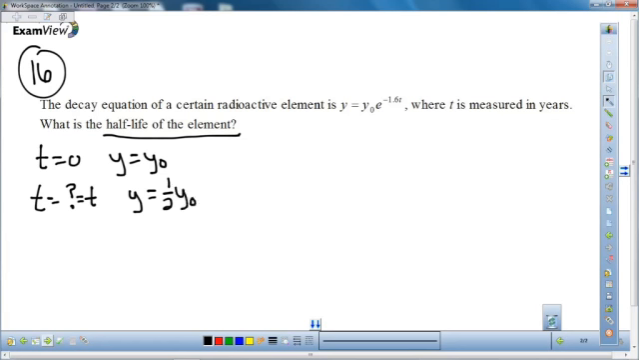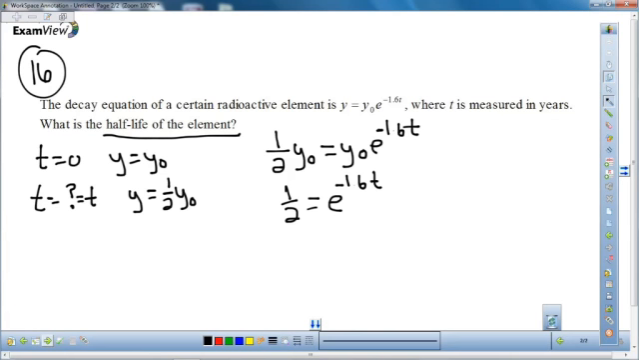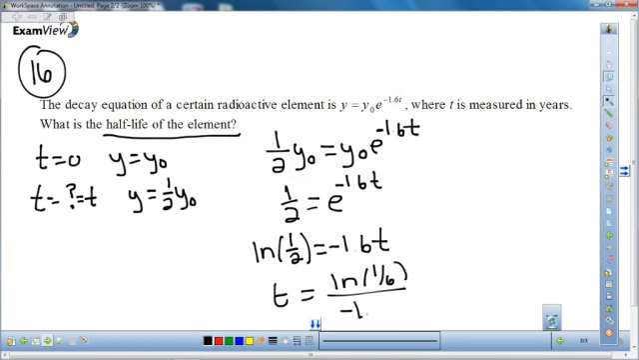So I'm going to set 1/2 equal to my equation. Notice how my y sub zeros are going to cancel. I'm going to take the ln of both sides and divide by t. And that should give me 0.433. So in approximately 0.433, we're going to have the half-life of the element.